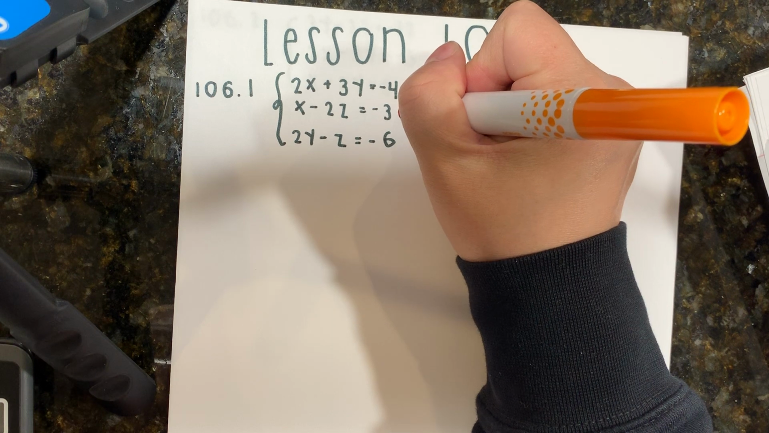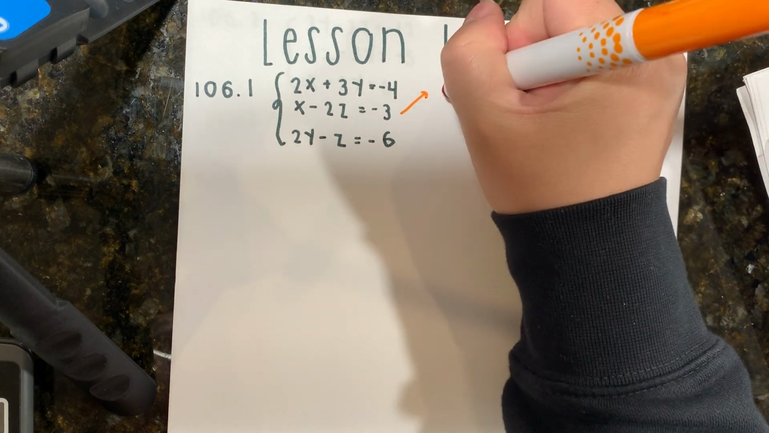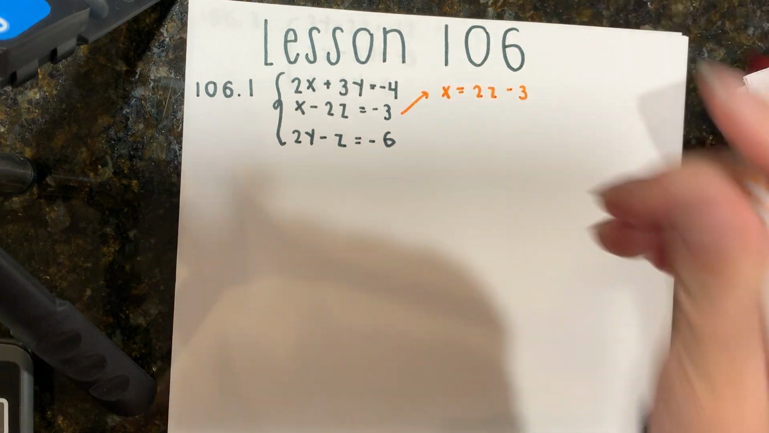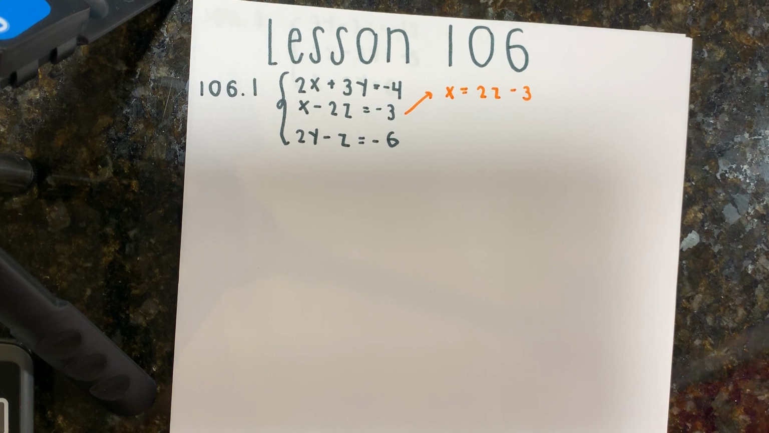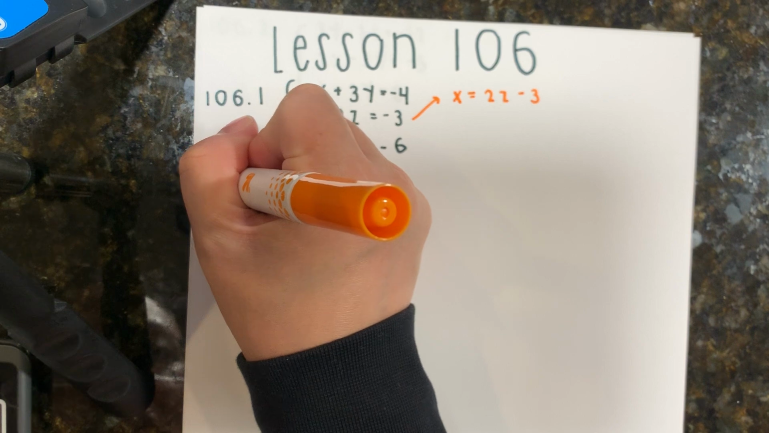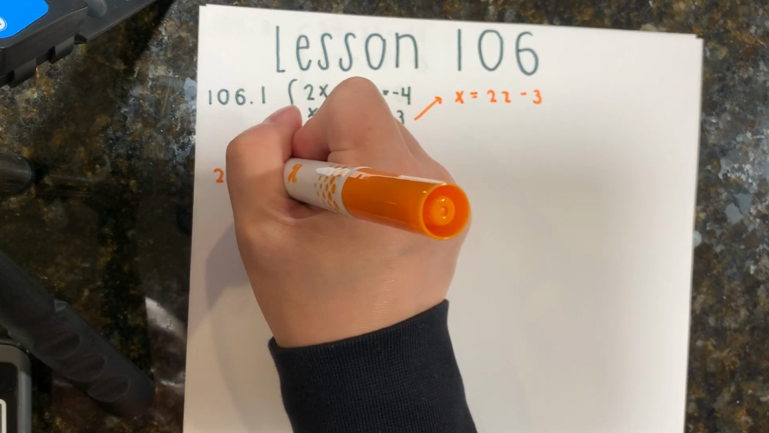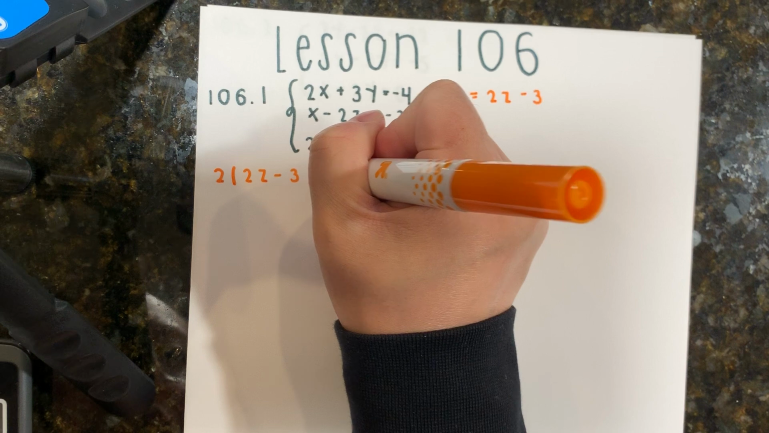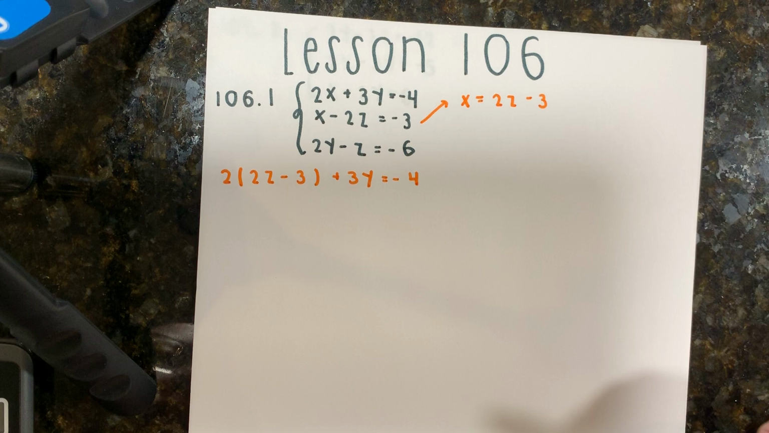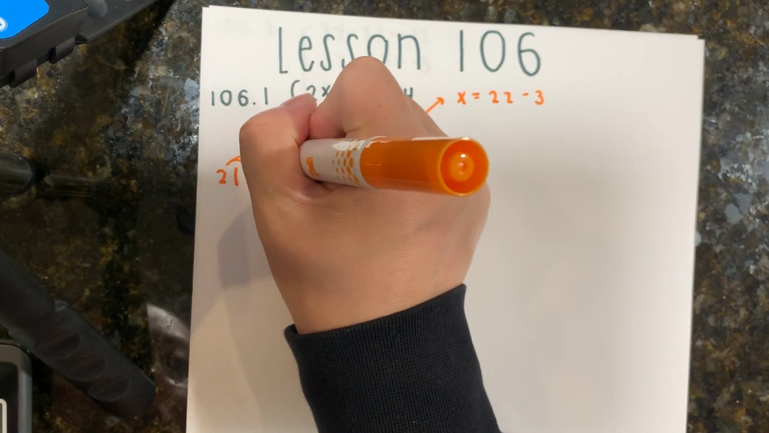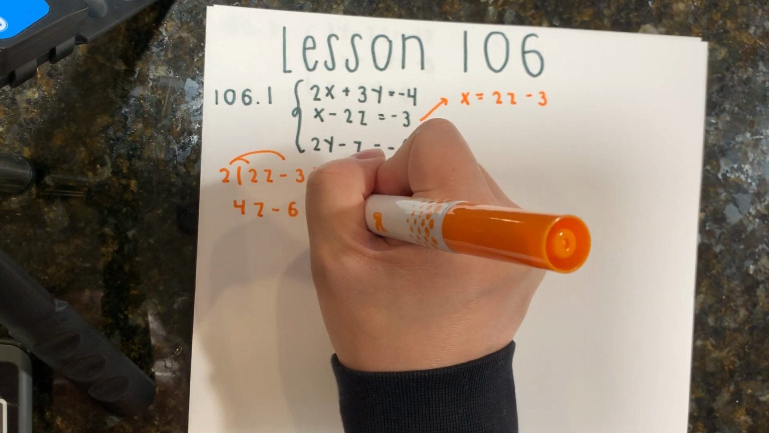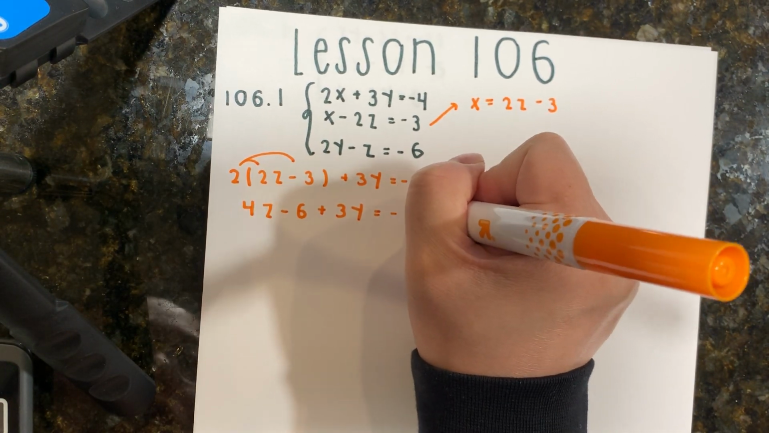For 106.1, I would start by isolating x. So I would get x is equal to 2z minus 3. Then from there, I'm going to take that x and plug it in where I can, which would be right there. So that would be 2 times (2z minus 3) plus 3y equals negative 4. When I distribute the 2, I get 4z minus 6 plus 3y equals negative 4.